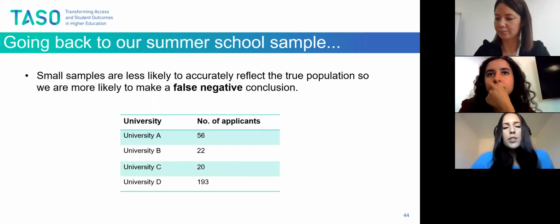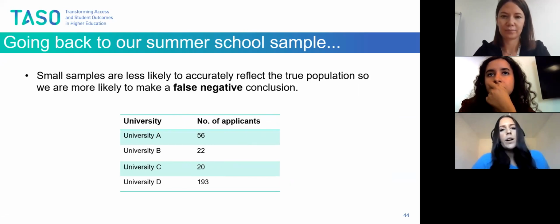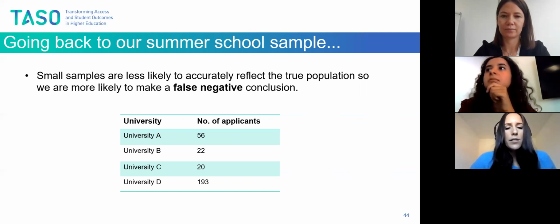So if we go back to our summer school example, hopefully you can see that when we have smaller sample sizes, we just need to be careful because it's less likely to accurately represent the true population, the wider population. So it does mean with small sample sizes, we're more likely to make something called a false negative. So we're more likely to say that there's no difference between our pre and post summer school student responses when in fact there is a true difference, we've just missed it.